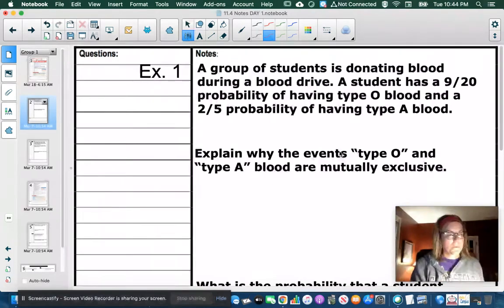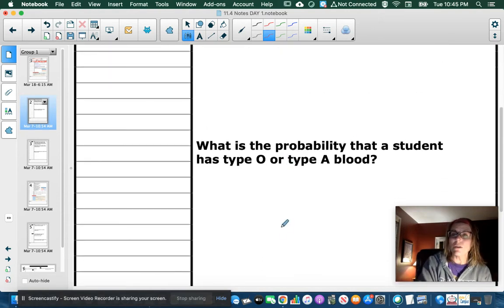Example 1. A group of students is donating blood during a blood drive. A student has a 9 out of 20 probability of having type O blood and a 2/5 probability of having type A blood. Explain why the events type O and type A blood are mutually exclusive.